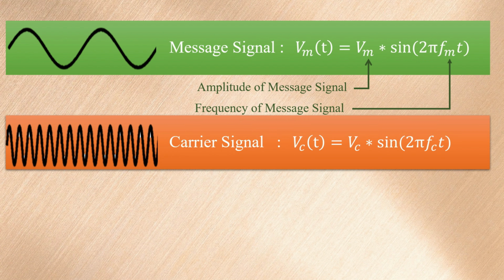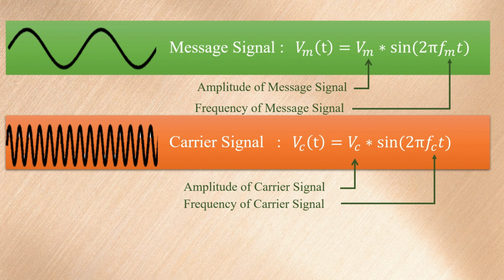Similarly, the carrier signal can be written as Vc of t is equal to Vc into sine 2 pi Fc t, where Vc and Fc are the amplitude and frequency of the carrier signal respectively. Here, the c represents the carrier signal.